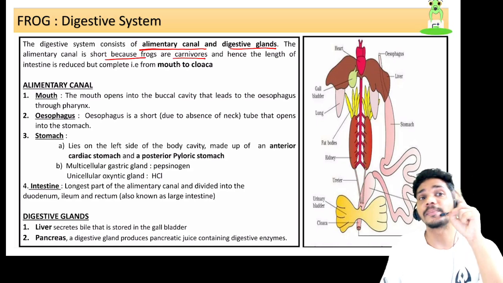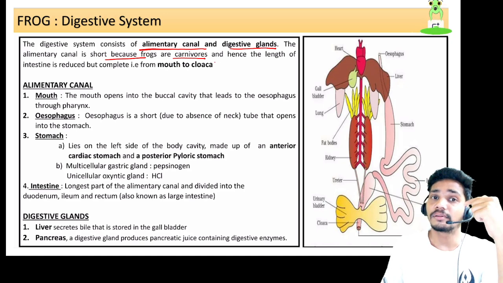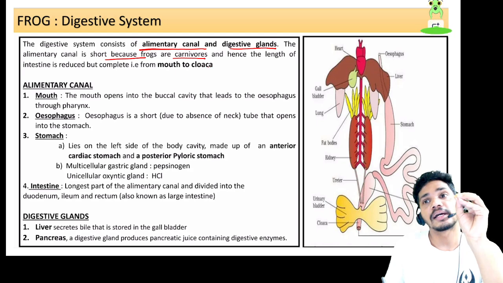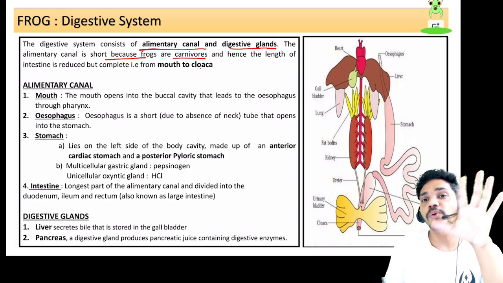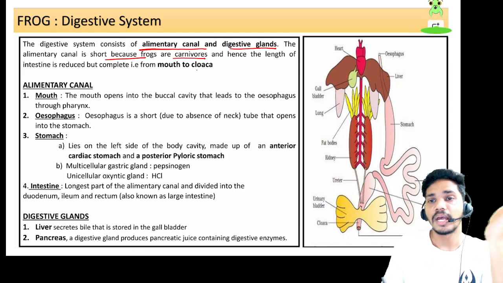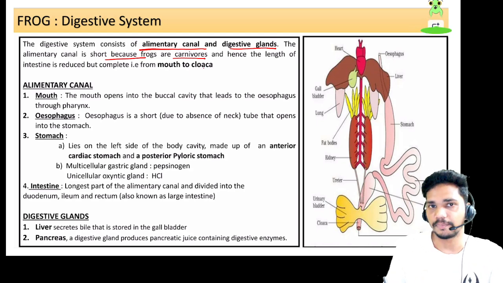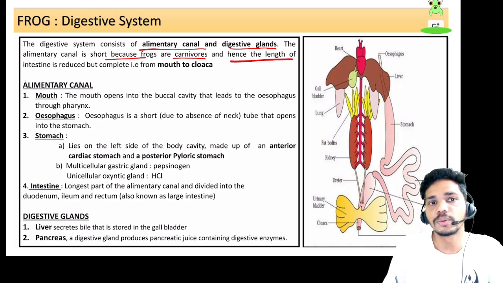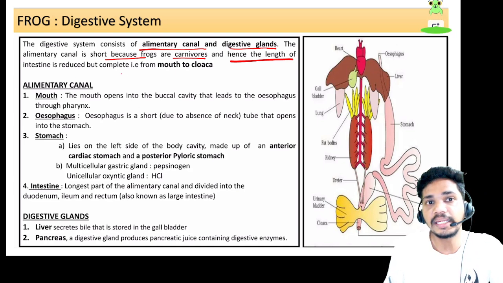So why is the alimentary canal of the frog short? Because they are carnivores. In the case of grass-eating animals, that is herbivores, the alimentary canal is much longer as compared to that, because absorption is quite different, right? In carnivores, direct absorption can take place, so that's why, since they are carnivores, the length of the intestine is reduced.